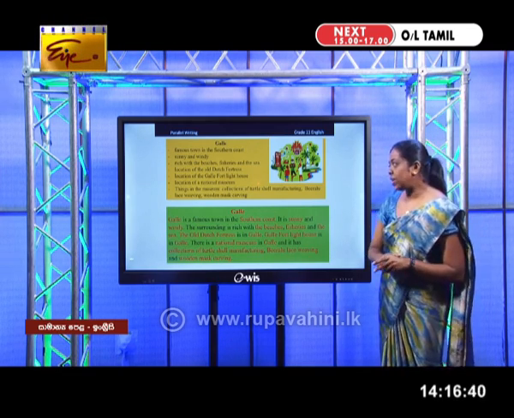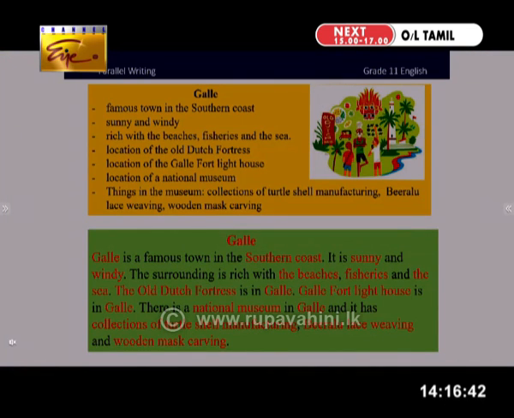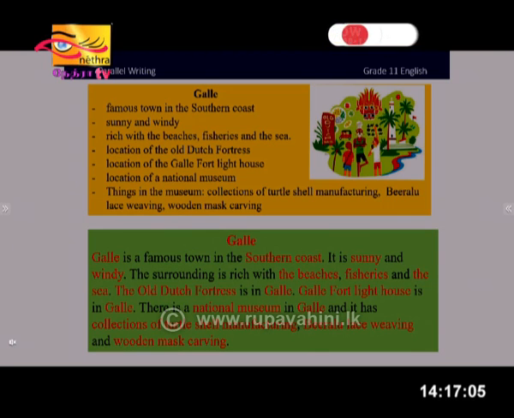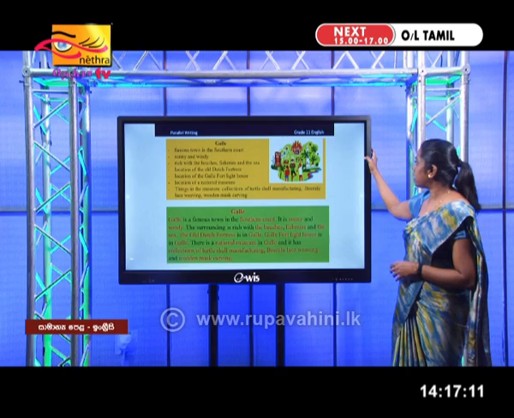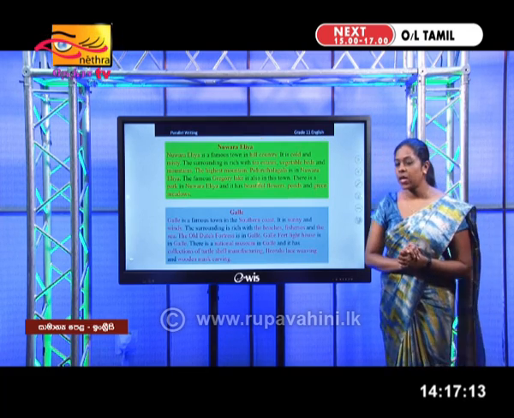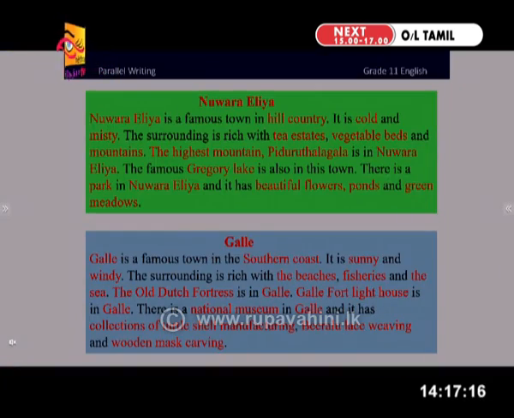Right. Galle is a famous town in the southern coast. It is sunny and windy. The surrounding is rich with the beaches, fisheries and the sea. The old Dutch fortress is in Galle. Galle Fort Lighthouse is in Galle. There is a national museum in Galle, and it has collection of turtle shell manufacturing, Biralu lace weaving and wooden mask carving.